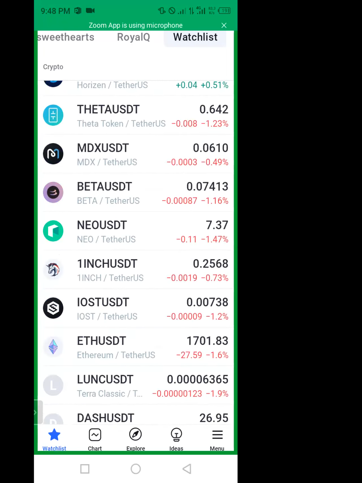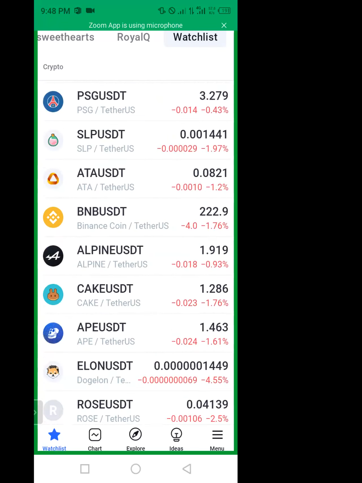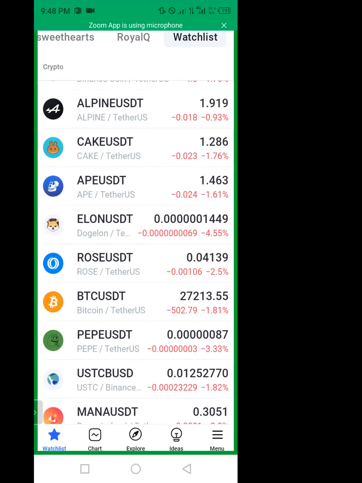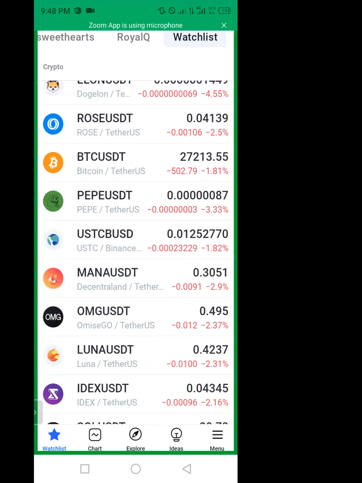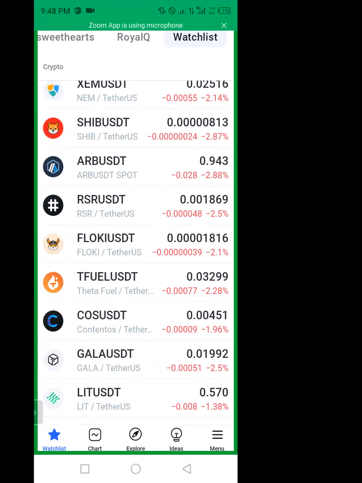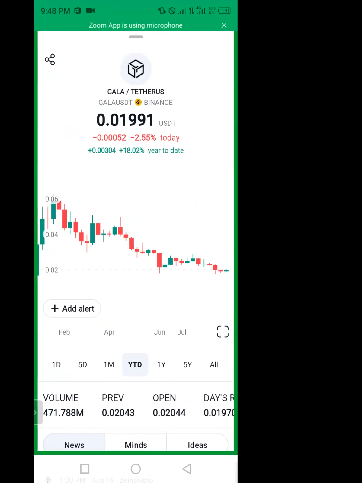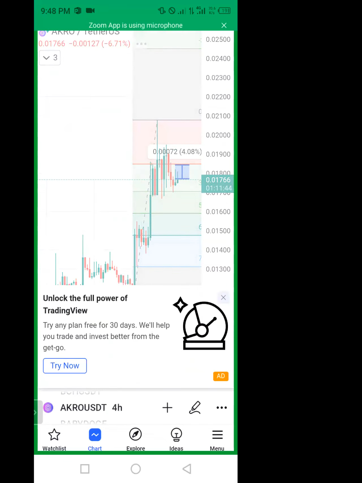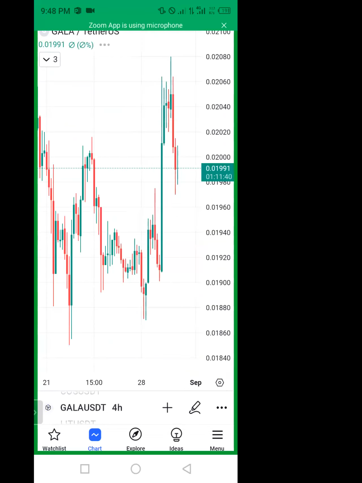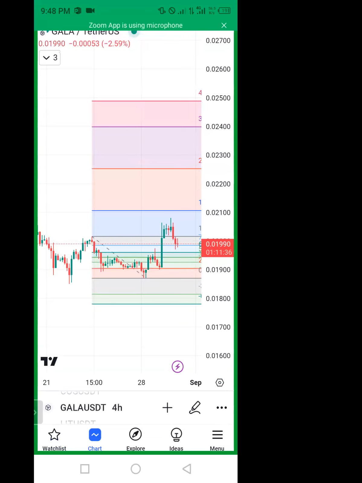Gala. One time, Gala was giving money like crazy. Now these days, Gala has been a little bit silent, a little bit quiet, but we shall see what Gala is going to do after this long silence.